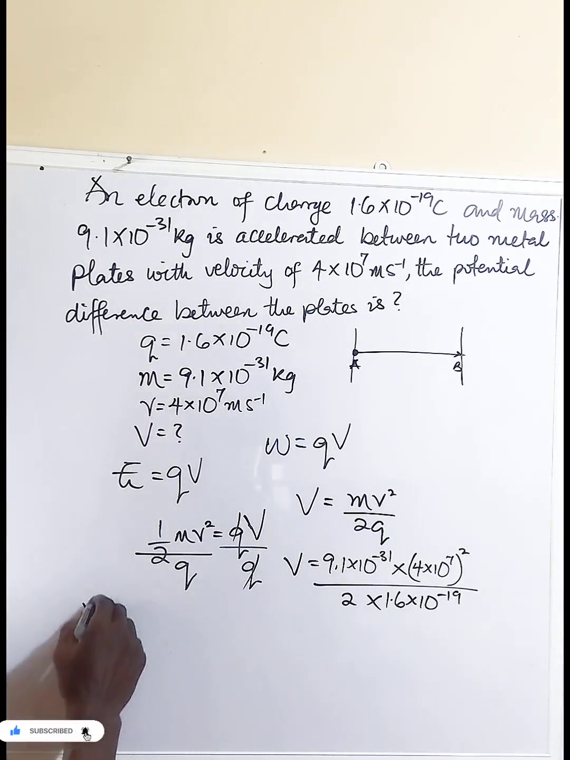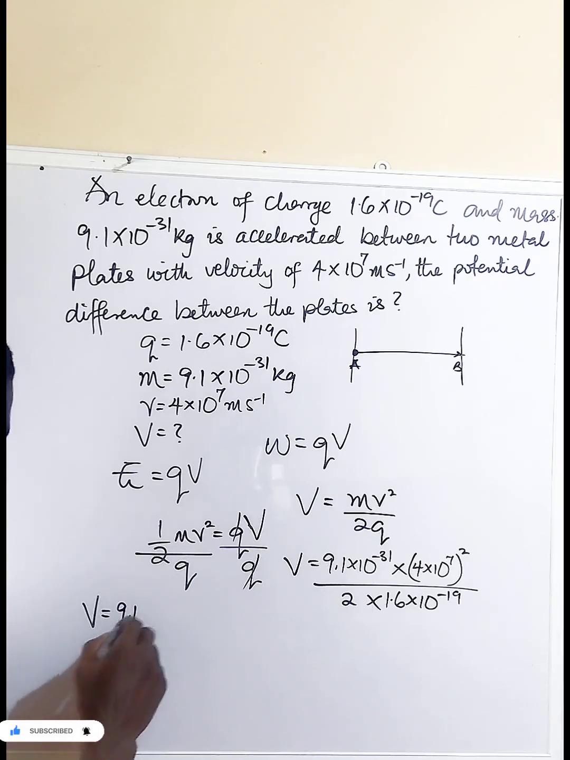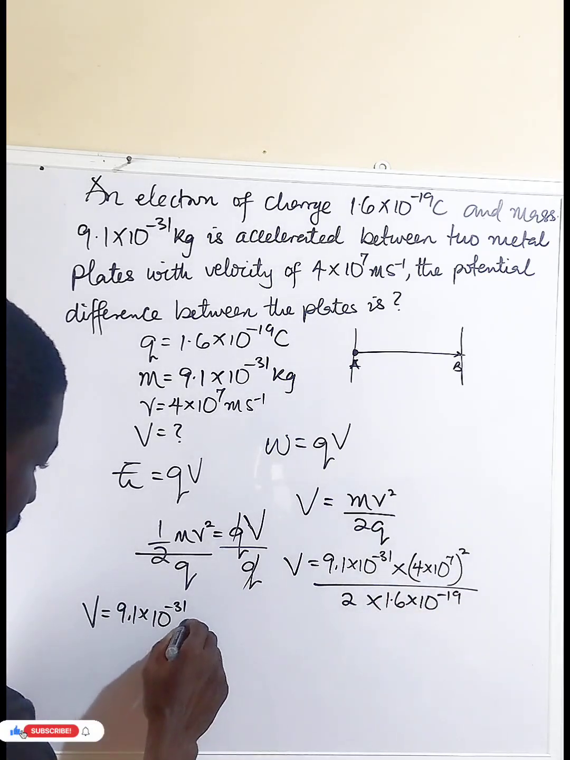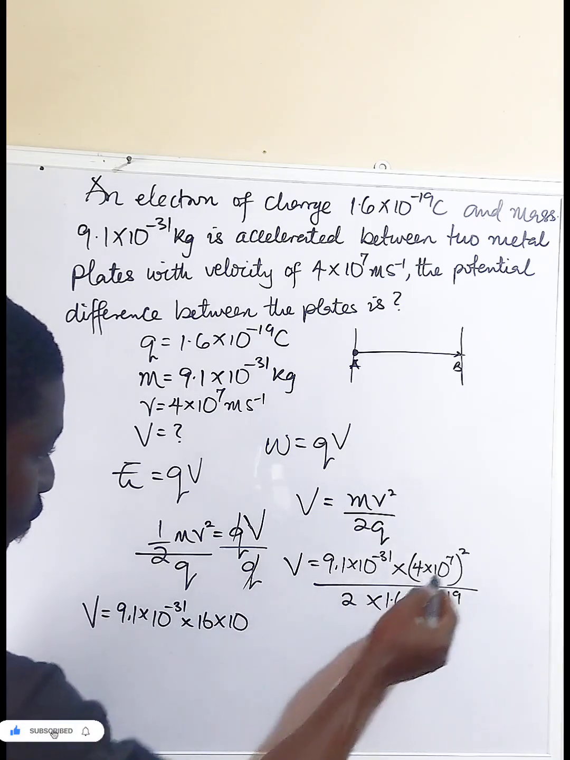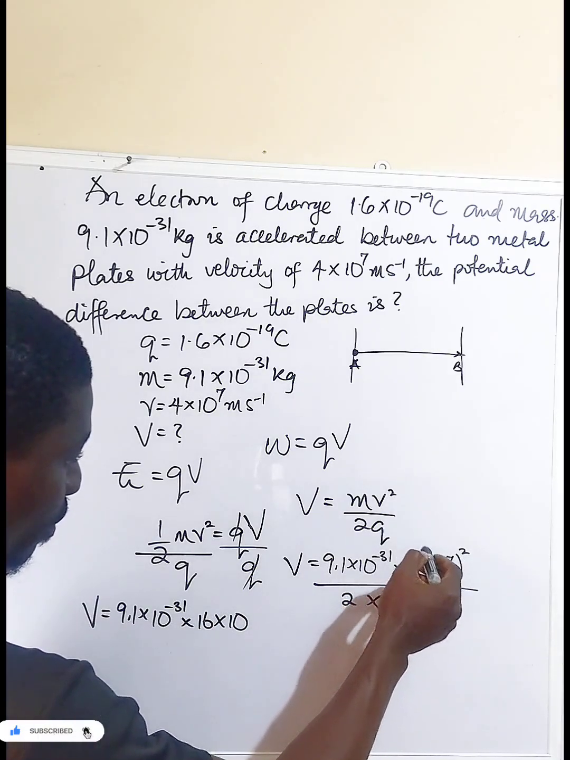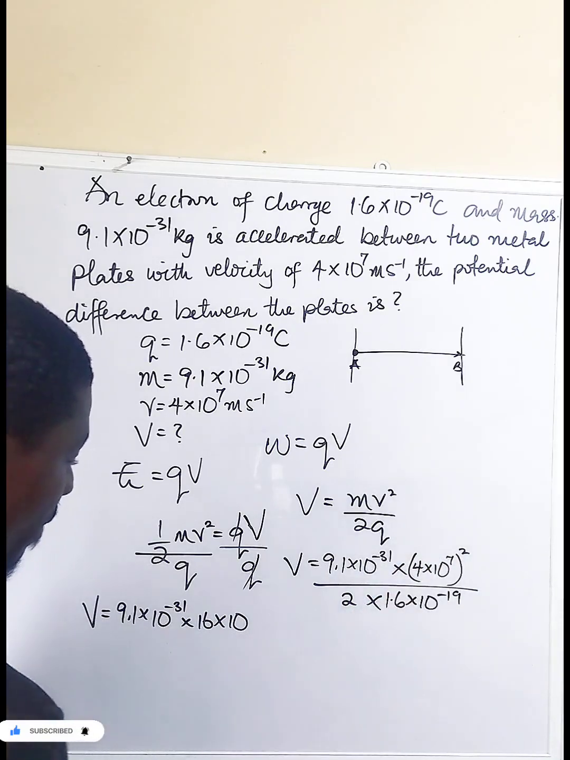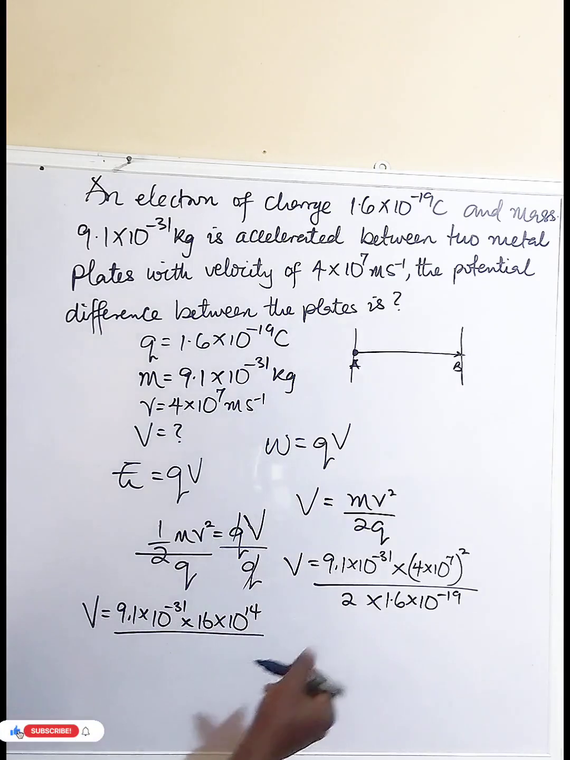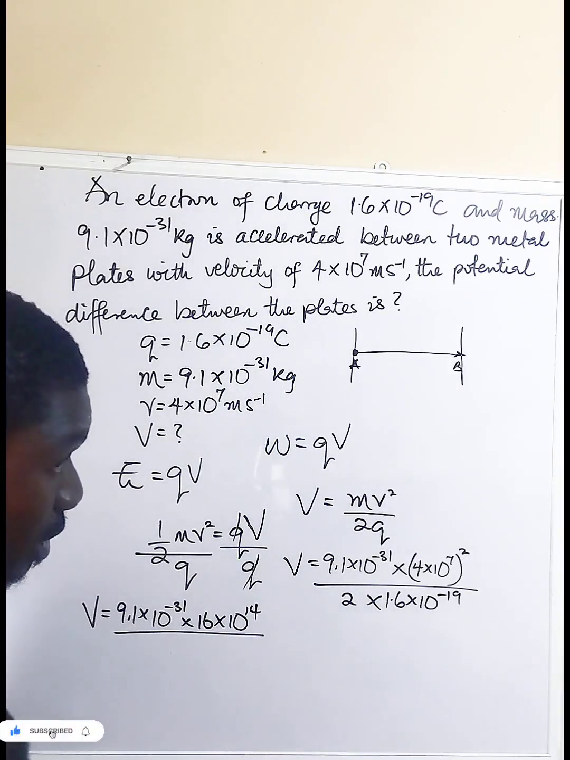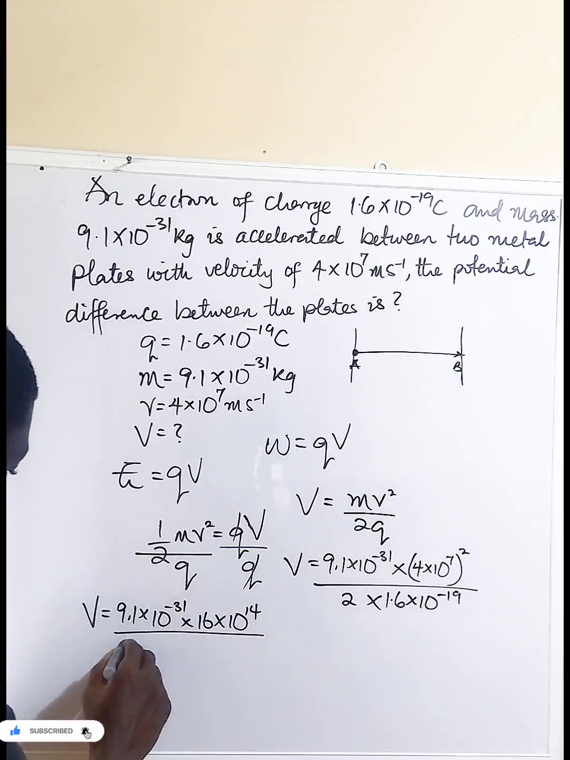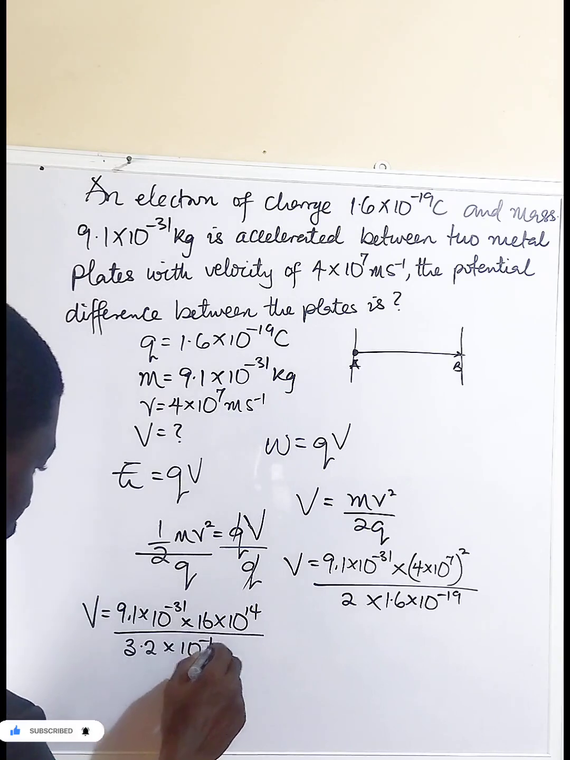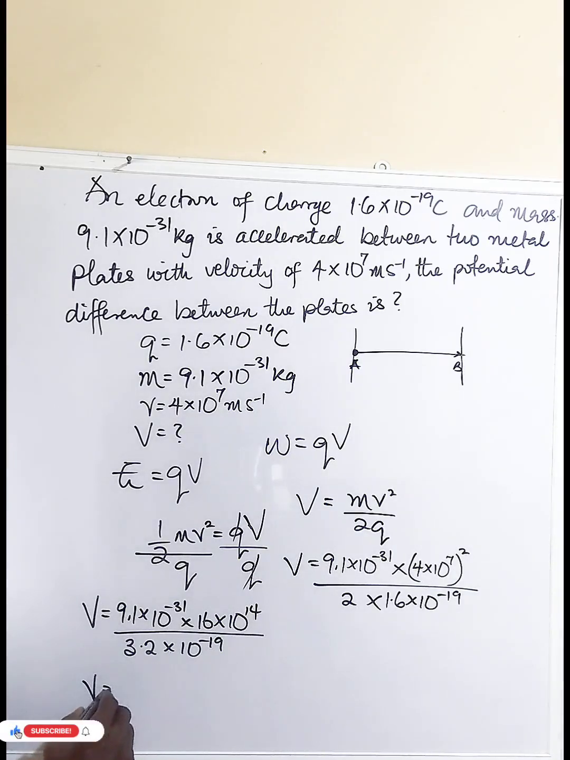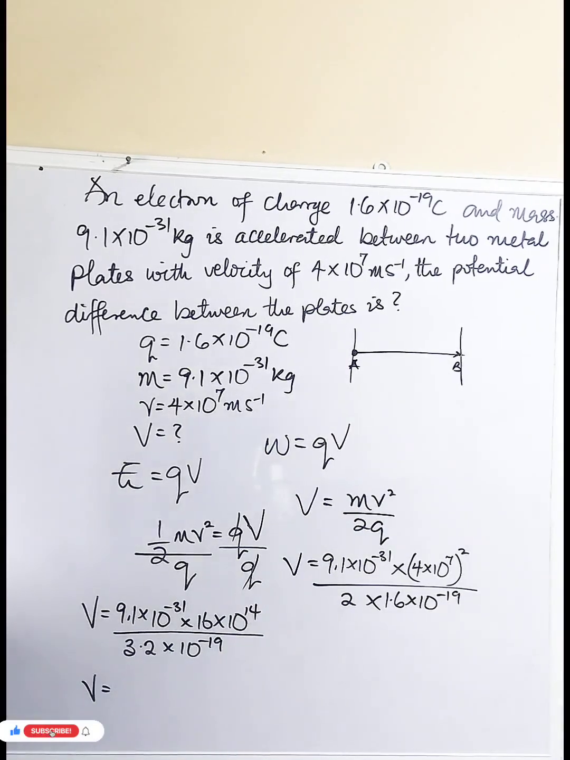Our V now becomes 9.1 times 10 to the power minus 31, times, opening the bracket, 16 times 10 to the power of 2 times 7, since 4 is raised to the power of 2 and the exponent 7 is multiplied by 2, which gives us 14. Then all over 2 times 1.6, which gives us 3.2, times 10 to the power minus 19. Moving further, let us use our calculator.